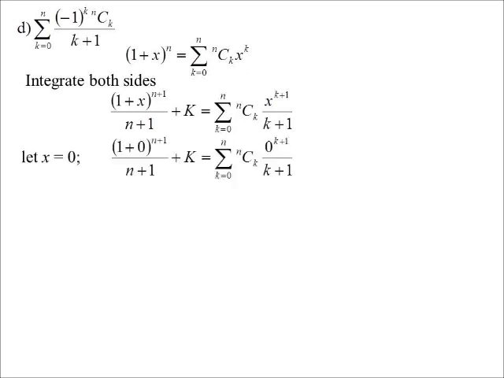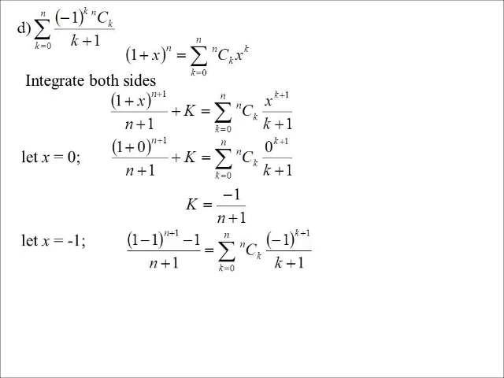Well, to work out the constant, I'm going to let x equals 0 because on the right-hand side, every term will be 0. Because if I make x equals 0, I'm saying sum from 0 to n of nCk times 0. Well, so I'm going 0 plus 0 plus 0 plus 0 plus 0. On the left-hand side, I'll get 1 over n plus 1. So my constant must be negative 1 on n plus 1. So I can work out my constant that way.